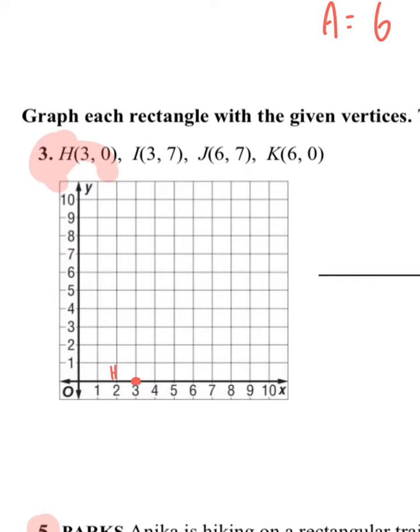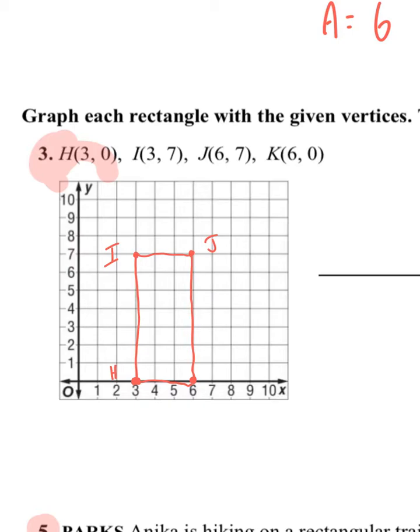And we'll do 3, 7. So go over 3 and up 7. That will be point I. And then we have J at 6, 7. So go over 6, up 7. That's point J. And point K is at 6, 0. Over 6, up 0. So when we connect those, we have our rectangle.